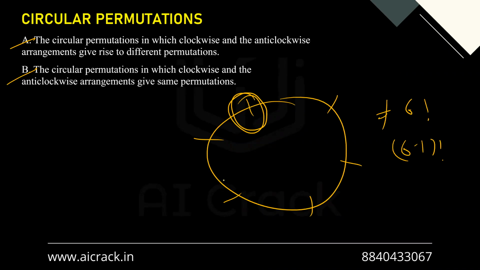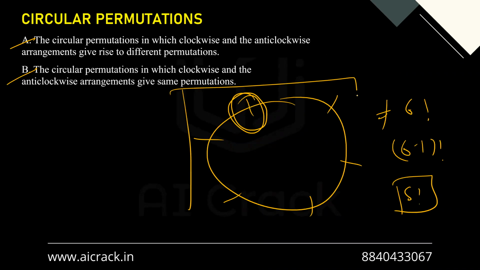So 1, 2, 3, 4, 5. These 5 people can sit according to this person's reference. So that is why 5 factorial. That is why that ideal condition box is so important, because we assume that everything is in ideal condition. If we actually have the sense of north or south direction, then definitely 6 factorial would be the answer.